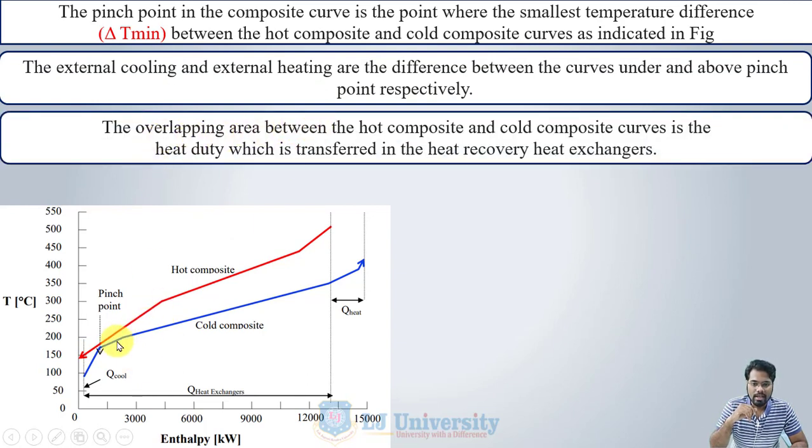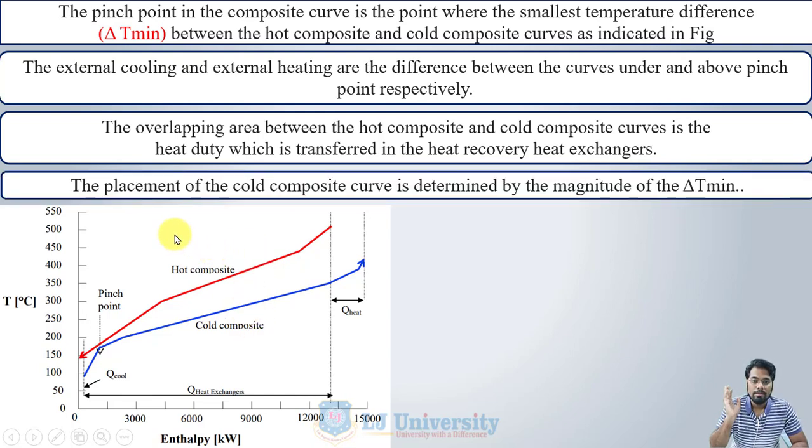The overlapping area, so these are the areas from this point to this point, the area between the hot composite and cold composite curve, is the heat duty which is transferred in the heat recovery heat exchanger. Now the placement of the cold composite curve is determined by the magnitude of delta T minimum. So from this graph you can find out the value of delta T minimum.